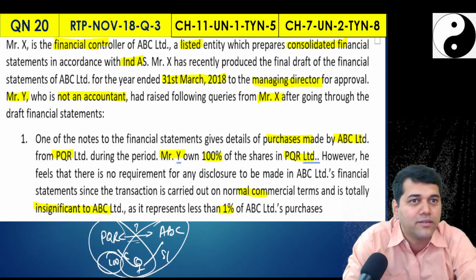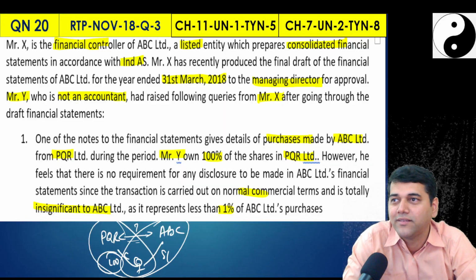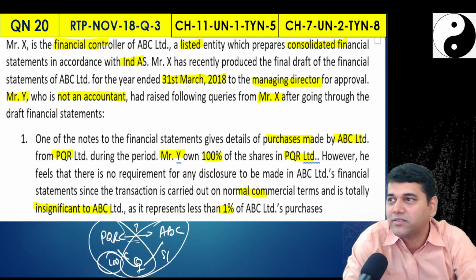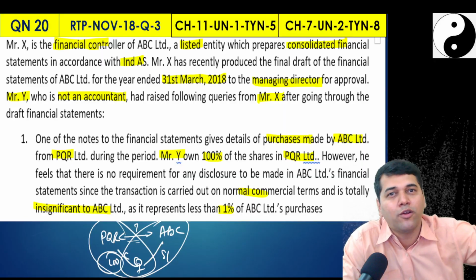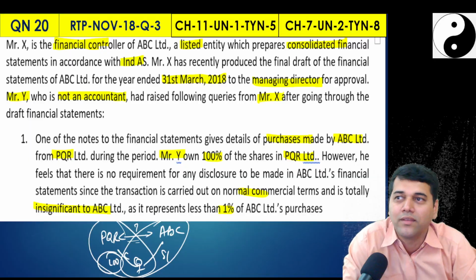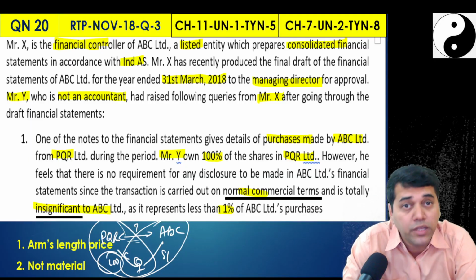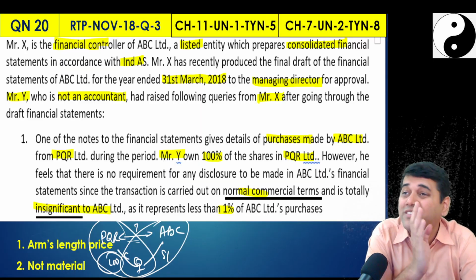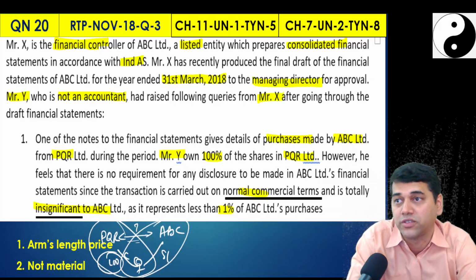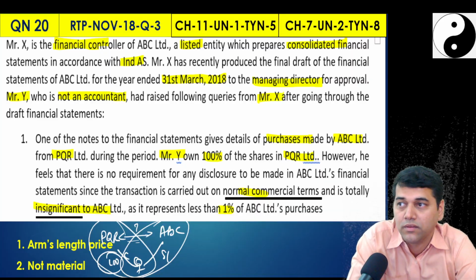What do you say? You say, no sir, this cannot happen. If I don't give it, then your auditor will sit on my head. Because it's a related party transaction, as per Ind AS 24, even though it's an arm's length price and even though it's immaterial, you have to give disclosures. This is the answer for this.